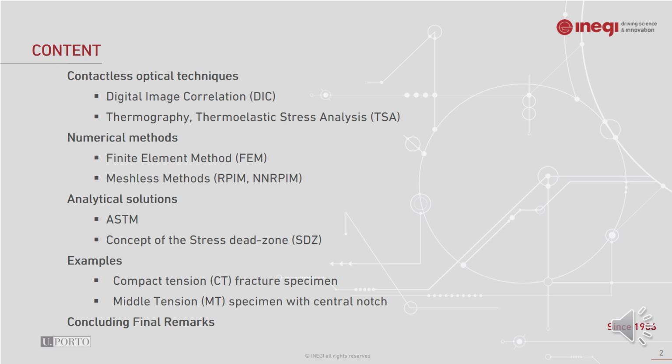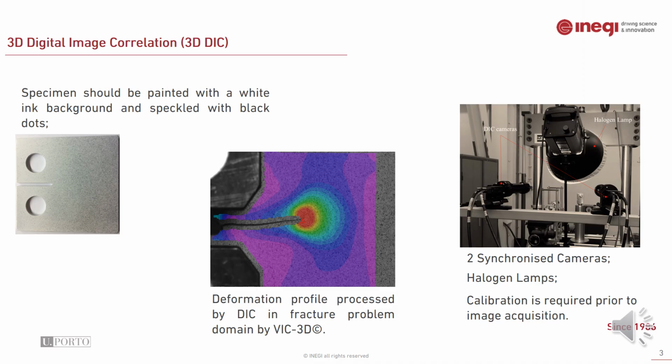Two examples are considered: compact tension fracture specimen and the middle tension specimen including central notch. So the presentation ends with the conclusion and the final remarks. So, the 3D digital image correlation.